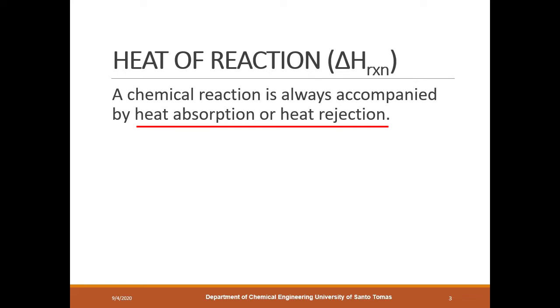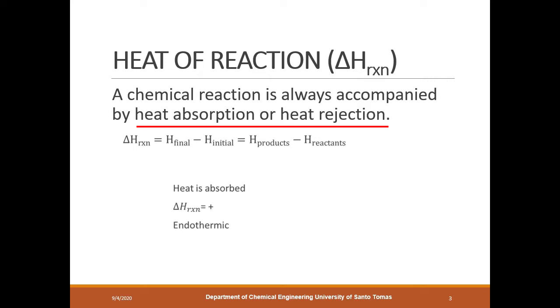For this topic, it is important for you to think that when there is a chemical reaction, it is always going to be accompanied by heat absorption or heat rejection. For us to know the amount of heat that is rejected or absorbed in a chemical reaction, we consider the amount of heat present in the reactants and in the products. Thus, we have this pattern mathematically: delta H rxn is equal to the enthalpy final minus the enthalpy initial, or the enthalpies of the products minus the enthalpies of your reactants.